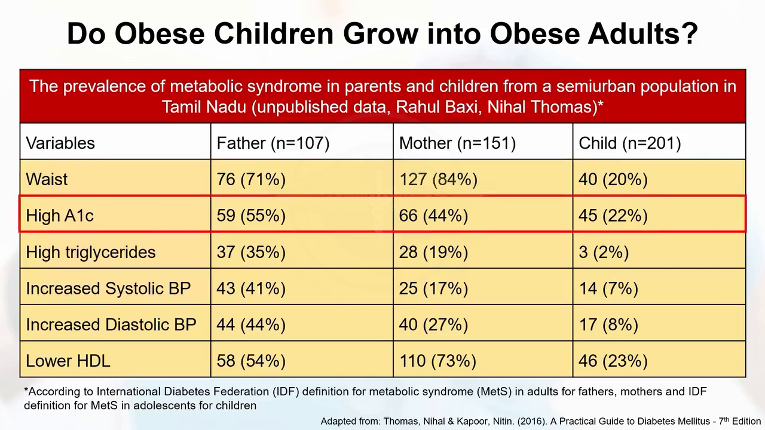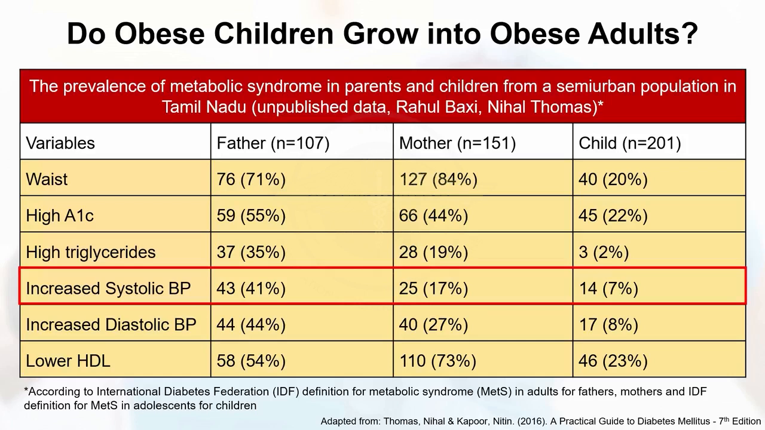Now, a high A1C. So, you can remember A, B, and C: the A1C, the blood pressure, and the cholesterol. And in the cholesterol, two things are important: low HDL and high triglycerides. The cutoffs are HDL should be more than 40 in men and more than 50 in women, and the triglycerides should be less than 150 mg%, right? And the systolic blood pressure cutoff was 140, and the diastolic pressure cutoff was 85.